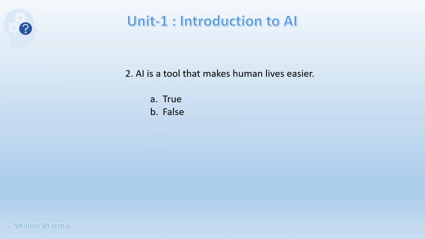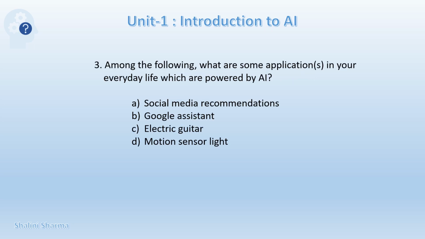Second question is, AI is a tool that makes human lives easier. Is this true or false? We all have seen the uses of artificial intelligence, so definitely this is true.